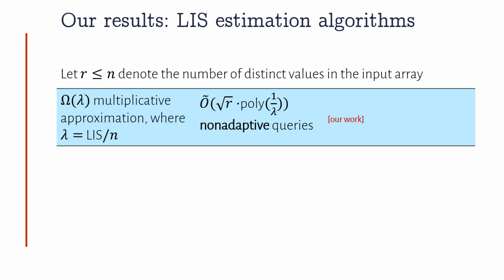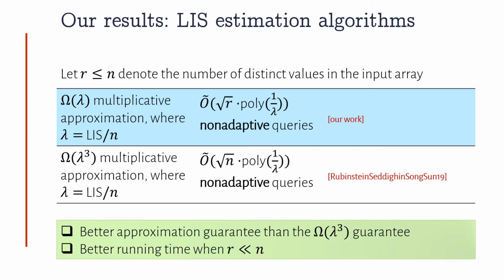Our next result is a non-adaptive LIS estimation algorithm providing an omega lambda multiplicative approximation guarantee, where lambda is LIS over n. Our algorithm makes O tilde root R non-adaptive queries. Our algorithm provides a better approximation guarantee as compared to Rubinstein et al. And when R is equal to n, the query complexity of our algorithm is identical to that of Rubinstein et al.